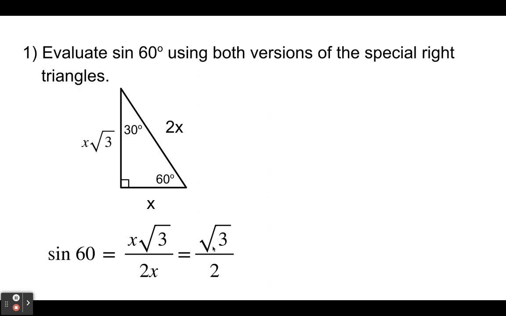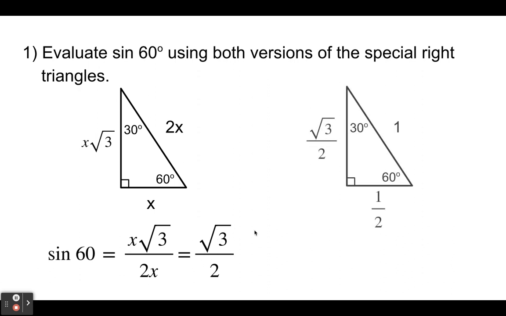Good. And now our new version. Our new version is hypotenuse is 1, opposite of 30 is a half, opposite of 60 is rad 3 over 2. Sine is rad 3 over 2, all divided by 1. But anything divided by 1 is itself. So sine of 60 is just this side. There you go. And we're done.